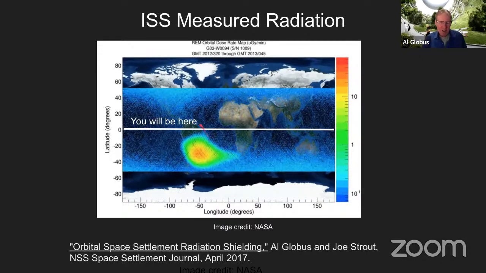Almost all the radiation in this orbit at this altitude is in this South Atlantic anomaly here, right? It sits over the South Atlantic and almost all the radiation that the astronauts get, they get right here. And if you're on the equator, you don't pass through the South Atlantic anomaly, you don't get that radiation, and radiations are very much lower. But are they low enough to settle space?